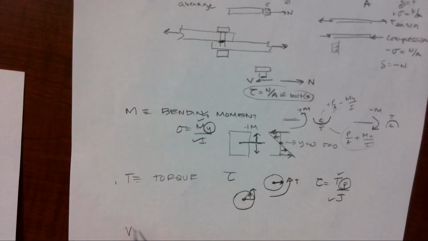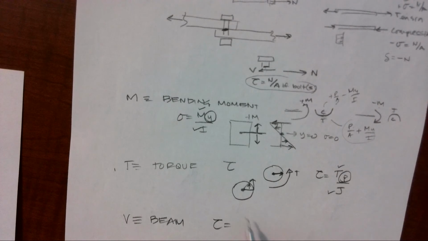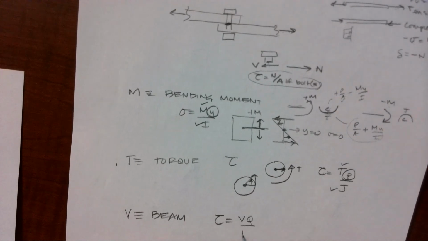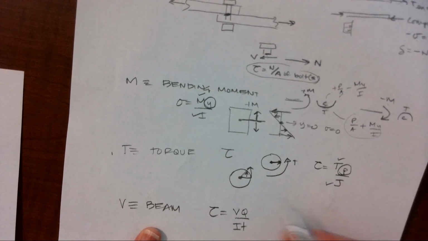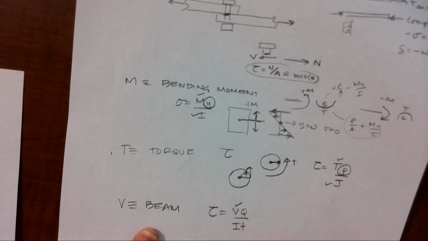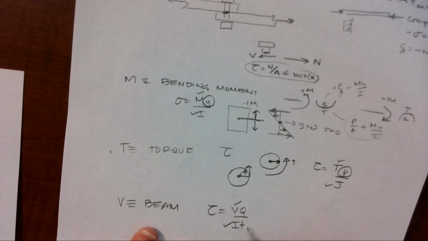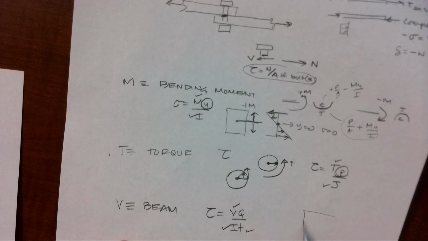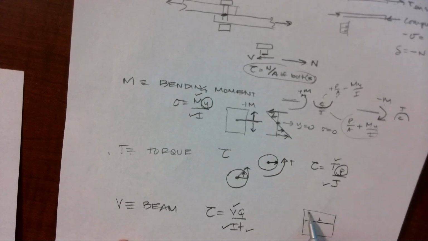Then we have beam shear. This is shear from a beam and bending. It is a shear of VQ over IT. This one is parabolic because our V is constant. It's from a shear diagram. Our I is constant. Our T is going to be the thickness of whatever point we're looking at. Thickness here or thickness here.